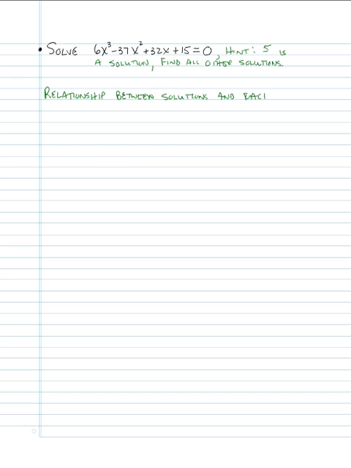Okay, that's the big thing to remember. Well, if 5 is a solution, then what is a factor? X minus the solution, right? X minus the solution 5 is a factor. So x minus 5 is a factor of that long polynomial on the left side.